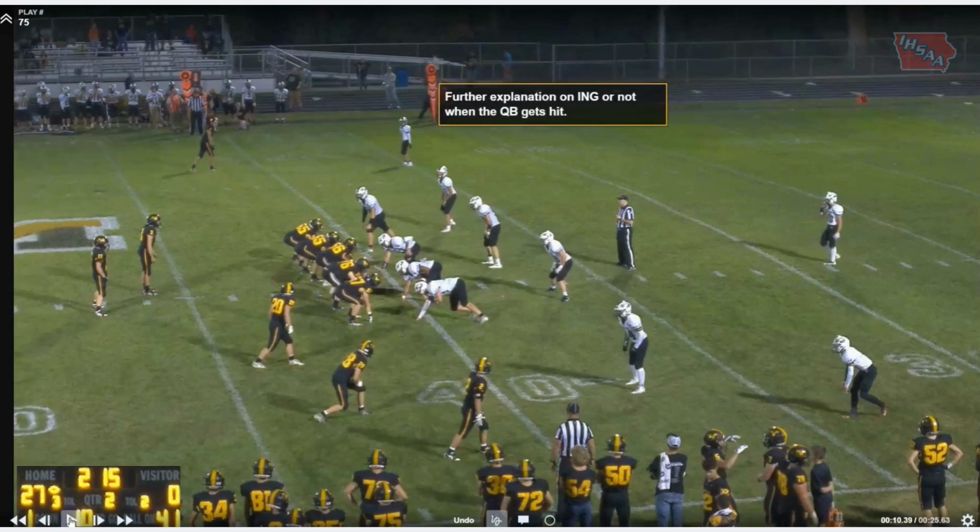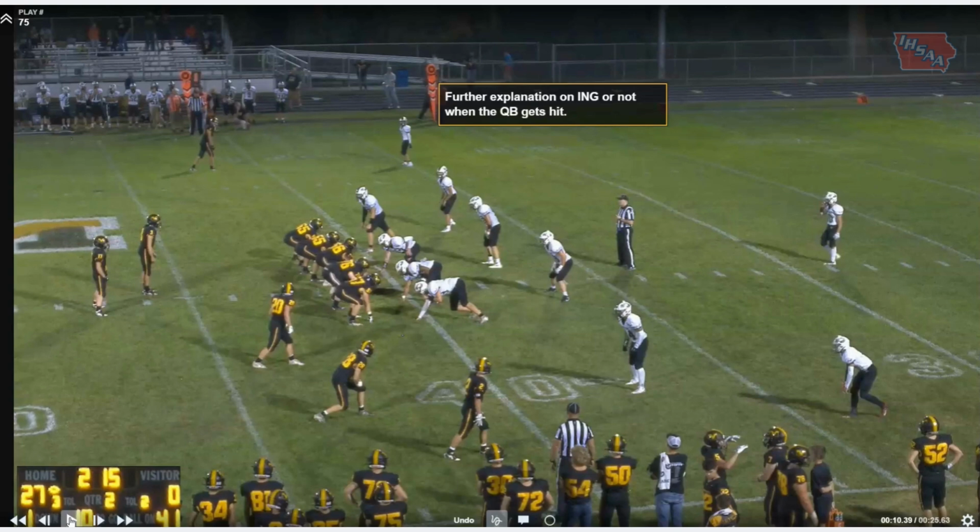Had a play last week and got a call from an official who thought that it was not intentional grounding on last week's play because the reason why the quarterback didn't get the ball in the area of a receiver was because he got hit. And I want to clarify when that contact occurs and how that determines what you need to think about for intentional grounding. So, a further explanation on that.